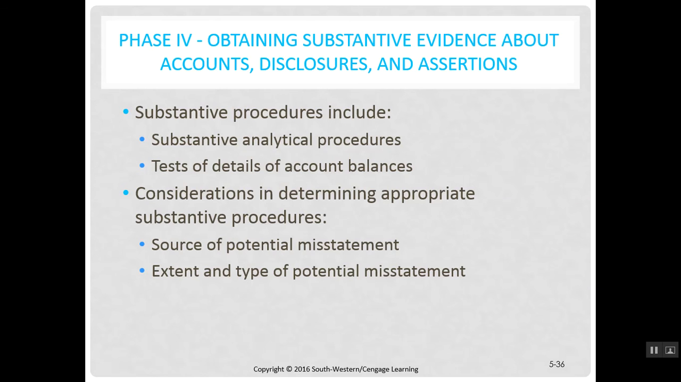Okay. Phase 4 is the meat of the audit. So here is where we obtain substantive evidence about accounts, disclosures, and assertions. Our substantive procedures include substantive analytical procedures and tests of details of account balances. In order to determine the appropriate level of substantive procedures, we need to identify the sources of potential misstatement and the extent and type of potential misstatement. And we also need to look at the results of our controls testing to see how much of our audit needs to be done by substantive procedures.